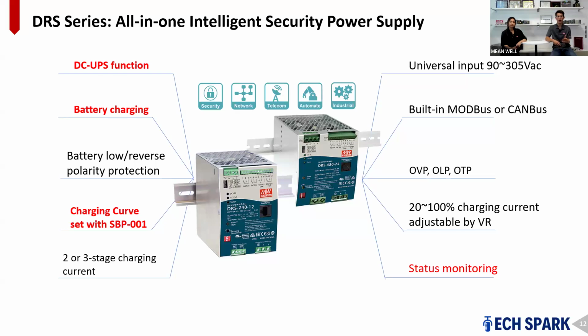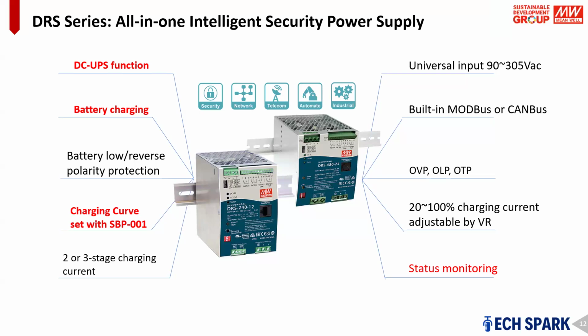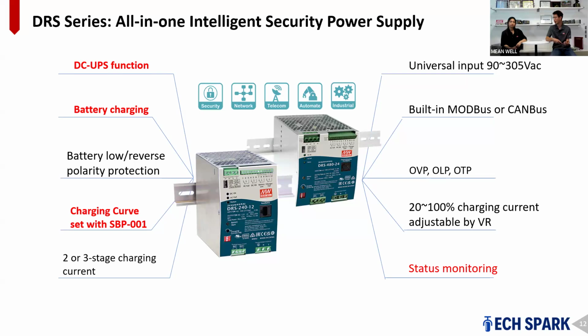And then the DRS becomes a battery charger when the AC recovers after it fails. As it provides the UPS function, the battery will supply the power to the application automatically, and there are no manual operations needed. And as it is a new design of a new generation dimmable power supply, it features 2 or 3 stage charging curves adjustable.